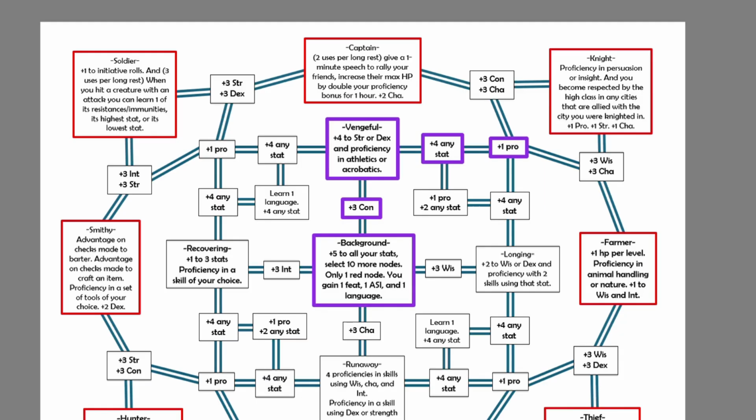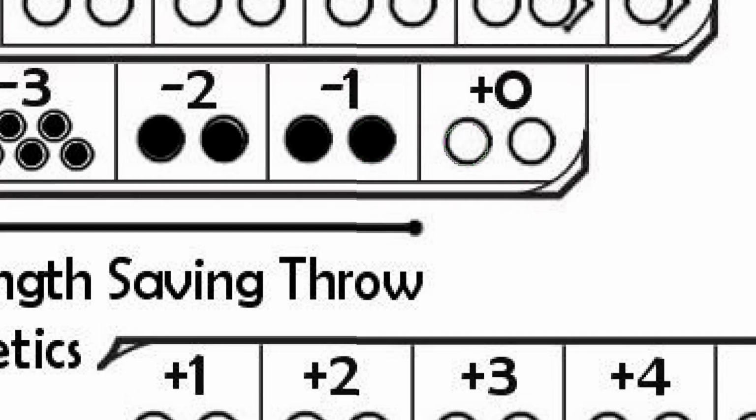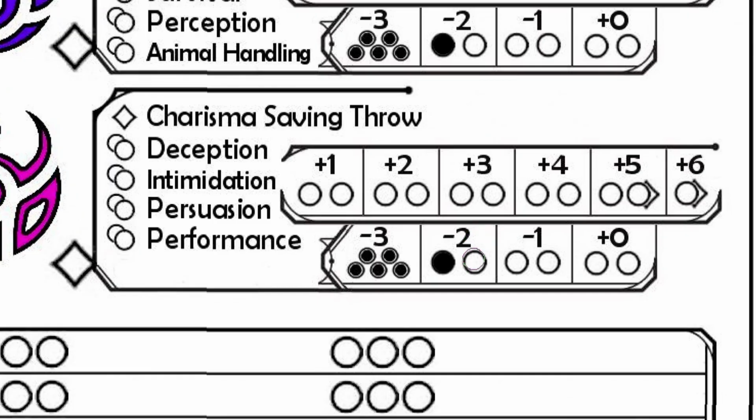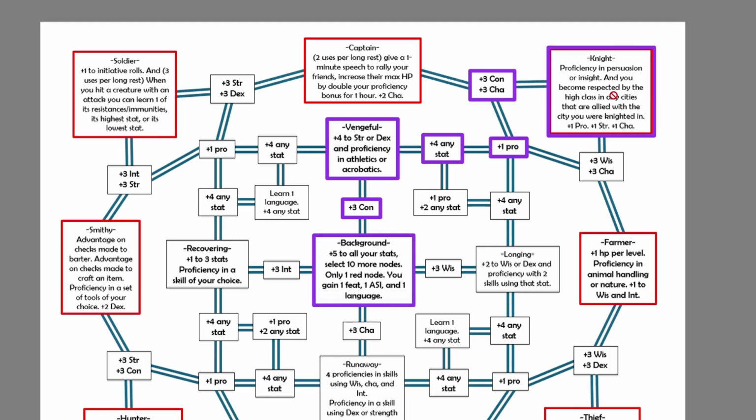We have got our fifth node, which I'm going to go ahead and grab a +3 to our constitution and a +3 to our charisma. +3 to constitution, and +3 to charisma. For our sixth, I'm going to go ahead and pick up our only red node we can pick up on the character, that being the knight.